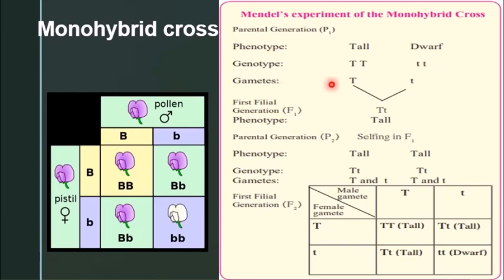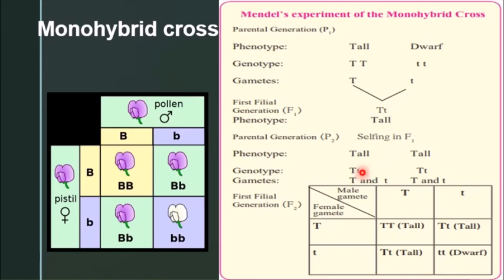So now what will be the gametes that will be formed from here? From this one, one capital T came, from this one, one small t came. Then the first generation that can be formed, that will be what? That will be capital T and small t. So the first generation that we get, if you make a cross between a tall pea plant and a dwarf pea plant, the plant that will be produced will be a tall plant only.